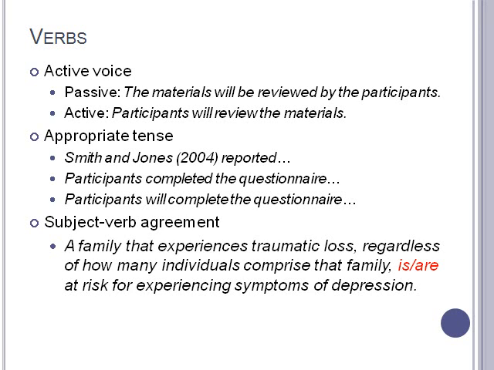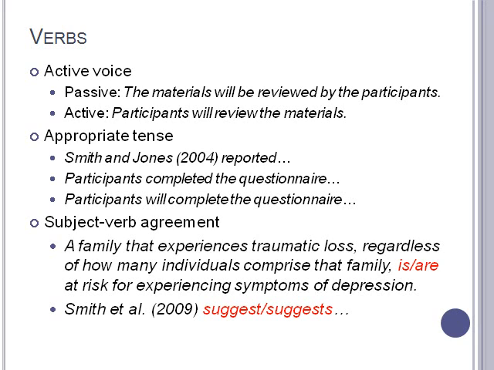So individuals must be the subject. Individuals are at risk. But no, because the individuals is part of a phrase that's set off by commas, which is not essential to the sentence. The subject is back at the beginning, right? It's a family. And so if you have a family, there's a clear subject, and then that experiences traumatic loss is another clause set off by commas. The easiest way to pick which verb to use is to eliminate all the clauses and see what's left. So what we have left is a family is at risk for experiencing symptoms of depression versus a family are at risk. And it becomes easier to see once you wipe away those other intervening phrases.